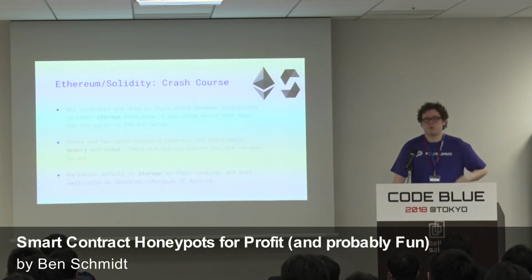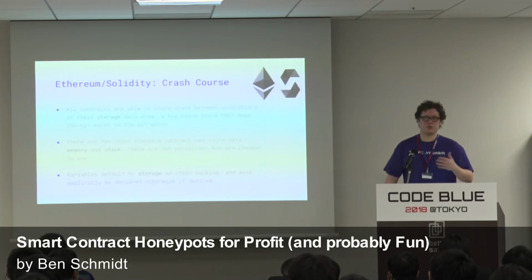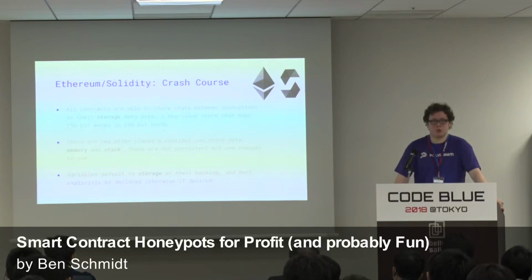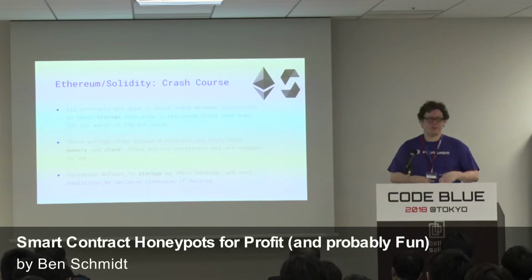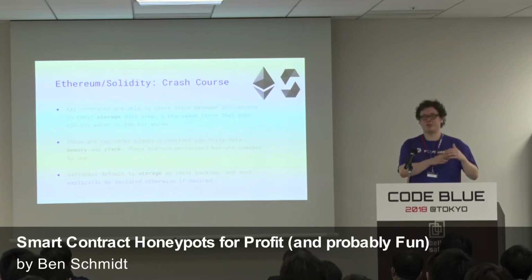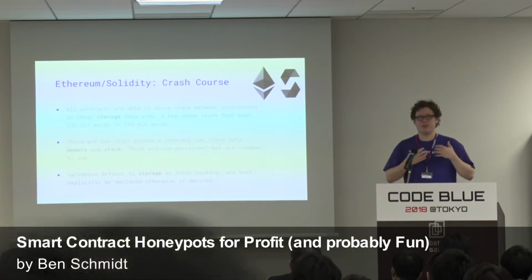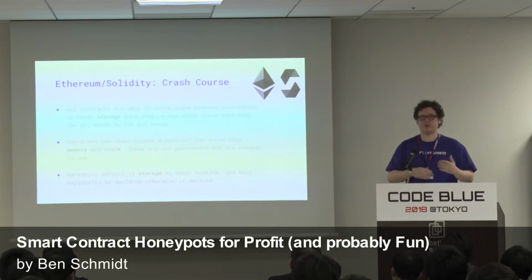So we've been talking a bit about how contracts store and update state. All contracts are able to store state between invocations in an area called storage. It's a key value store that maps 256-bit words to other 256-bit words. So what that essentially means is that starting at 0, you can write 256 bits at a time, and that's what the byte code that you're executing is actually updating whenever you're trying to update chain state.